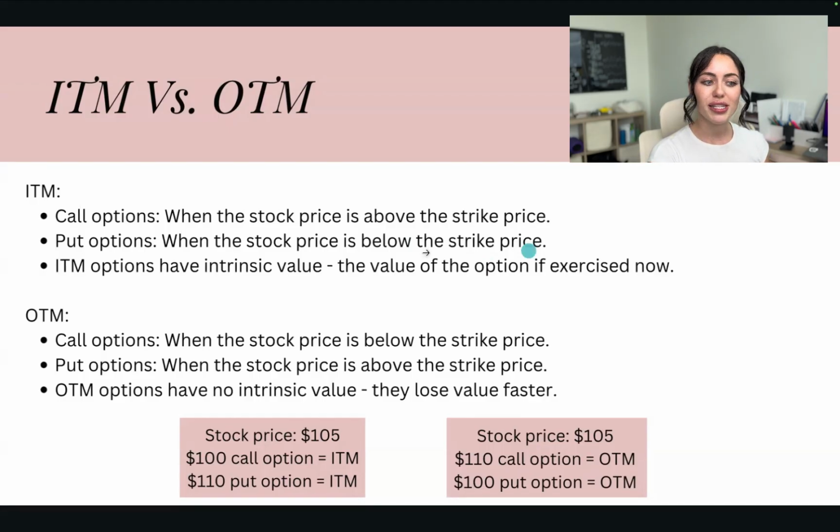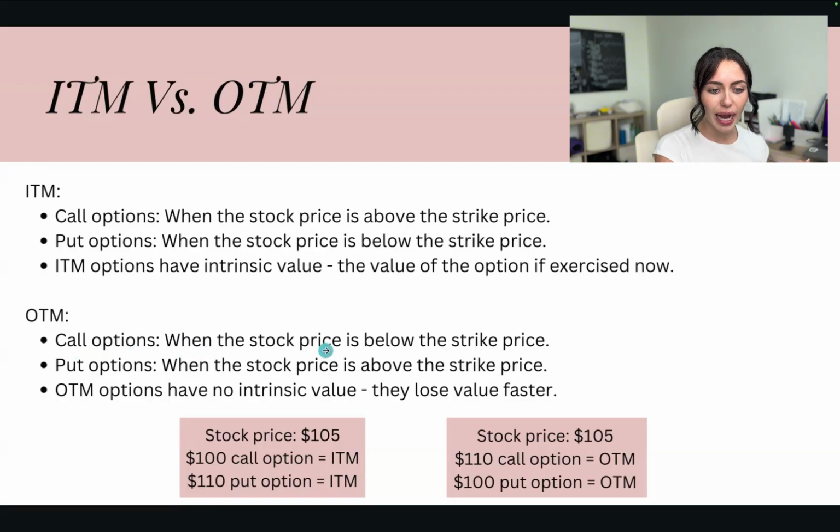In the money options have what's called intrinsic value. And this is pretty much the value of the option if exercised now. So all you need to know is that in the money options hold more value, hold more premium value, which we care about because that's how we make our money, okay? Out of the money options are often represented as OTM. And for call options, they are out of the money when the stock price is below the strike price.